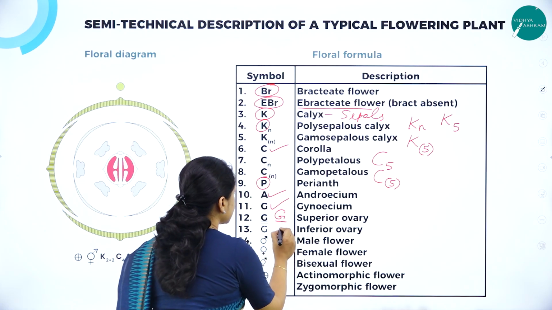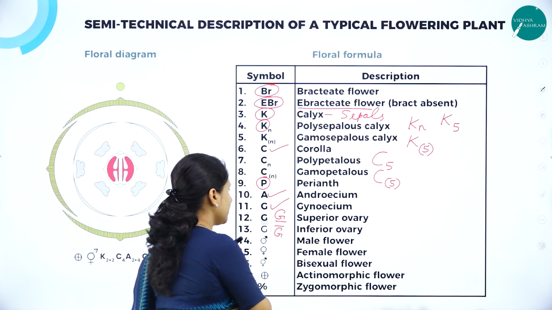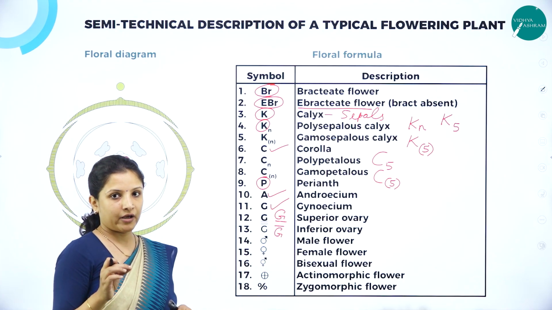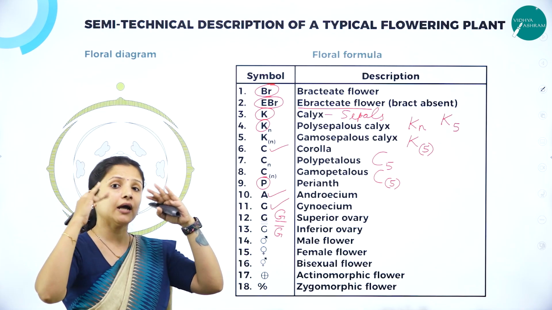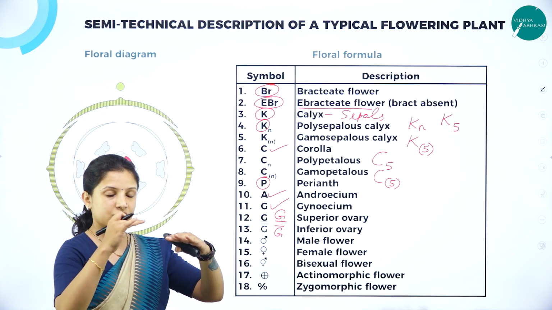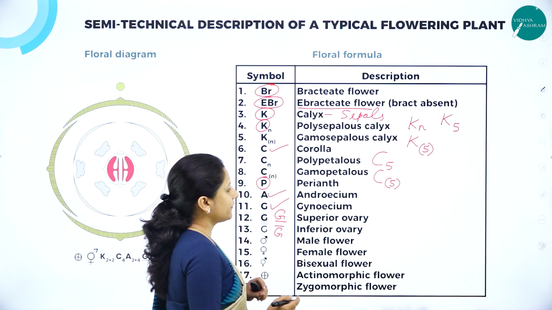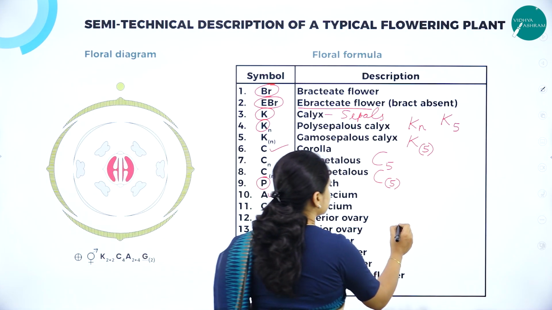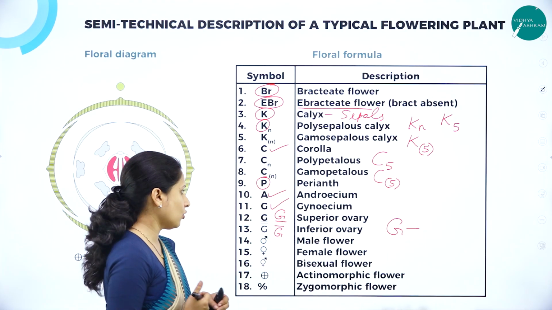And now, if it is an inferior ovary, we write a G, and on top of G we write a line wherein the line depicts the sepals, petals and the stamens, that is androecium. Below that the gynoecium is present. So therefore it is G. Now if it is perigynous, again it is represented somewhere here because it has a semi-inferior ovary.